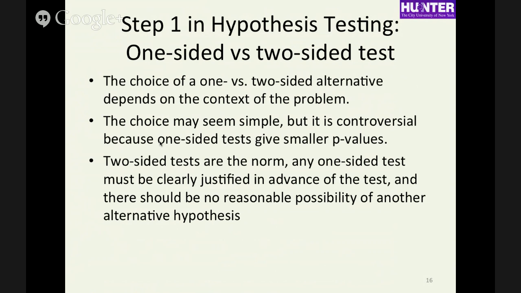And this is the key aspect. This third point here is that it must be clearly justified in advance of doing the test. So before you do the test, you must decide if you're doing a one-sided test, and there must be really no reasonable possibility of another alternative hypothesis. It has to be very clear that that is the appropriate alternative hypothesis to use.